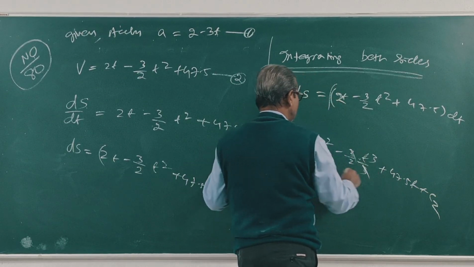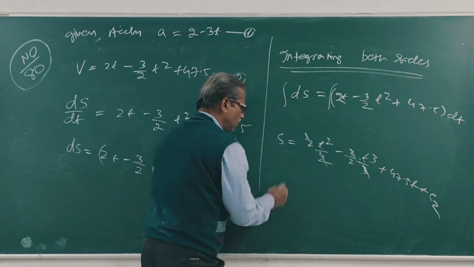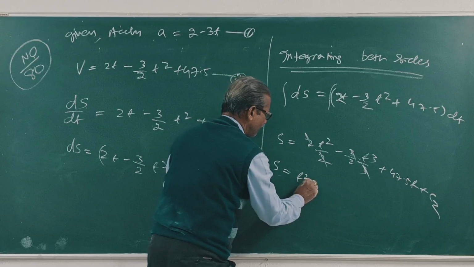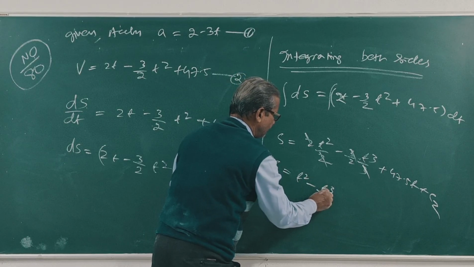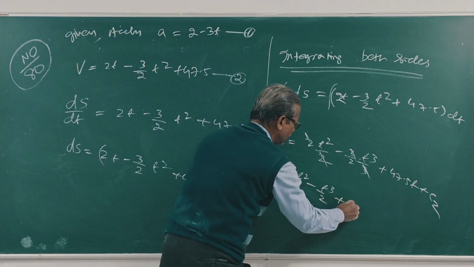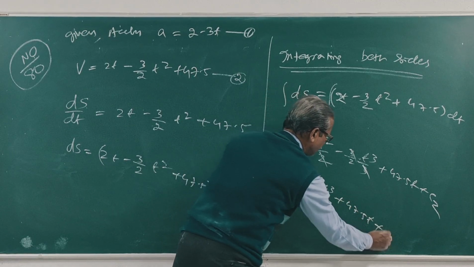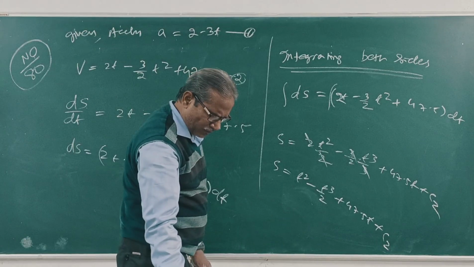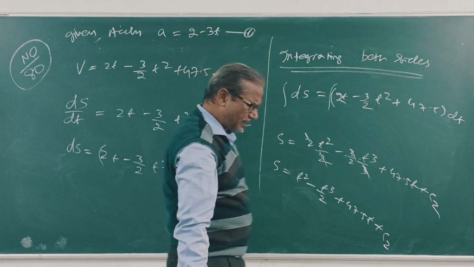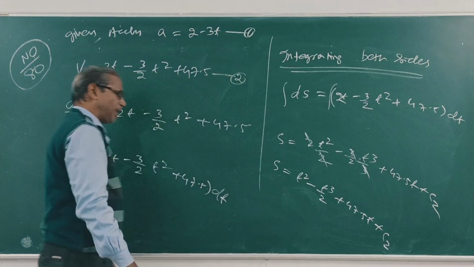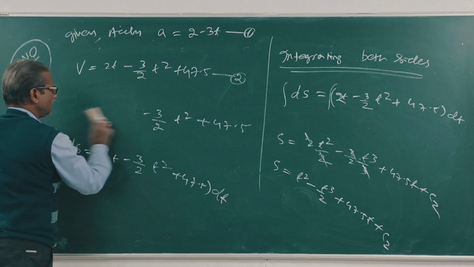3 cancels out, 2 cancels out. So s is equal to t square minus t cube by 2 plus 47.5 t plus c2. This is the equation for displacement. Also the condition is given: after 10 seconds, the distance reaches 85 meter. Clear?